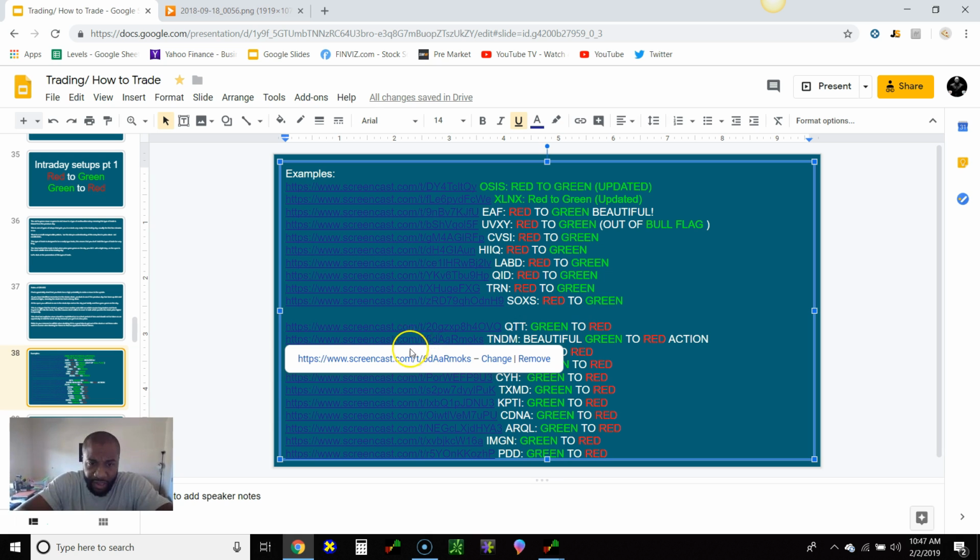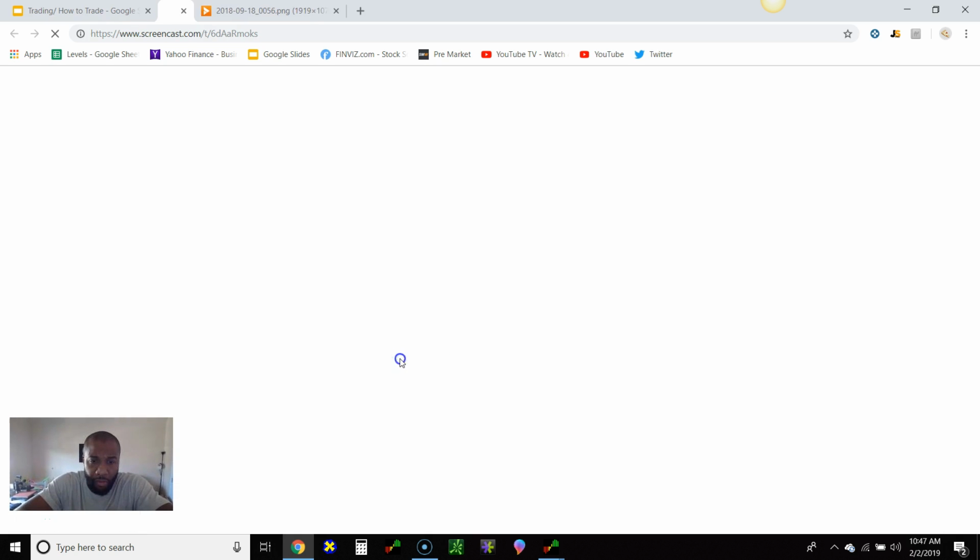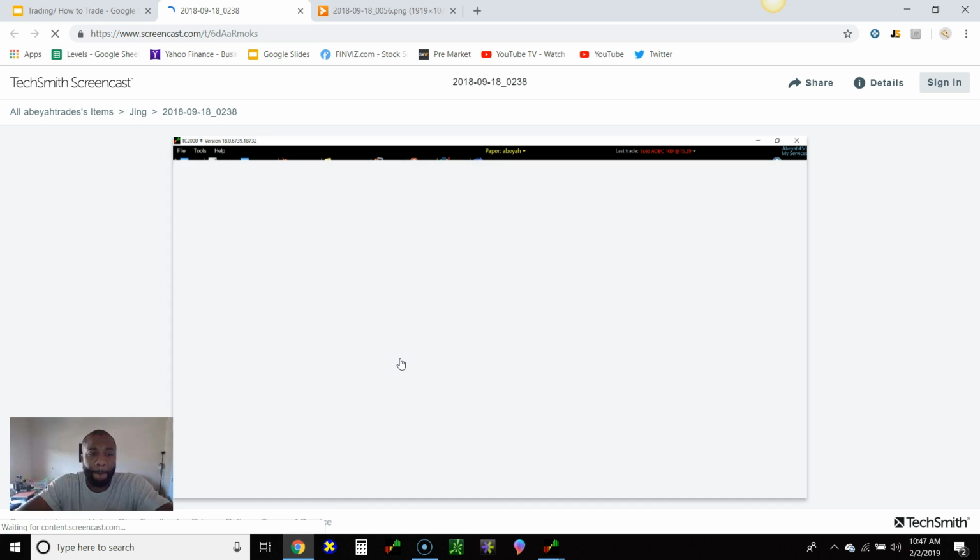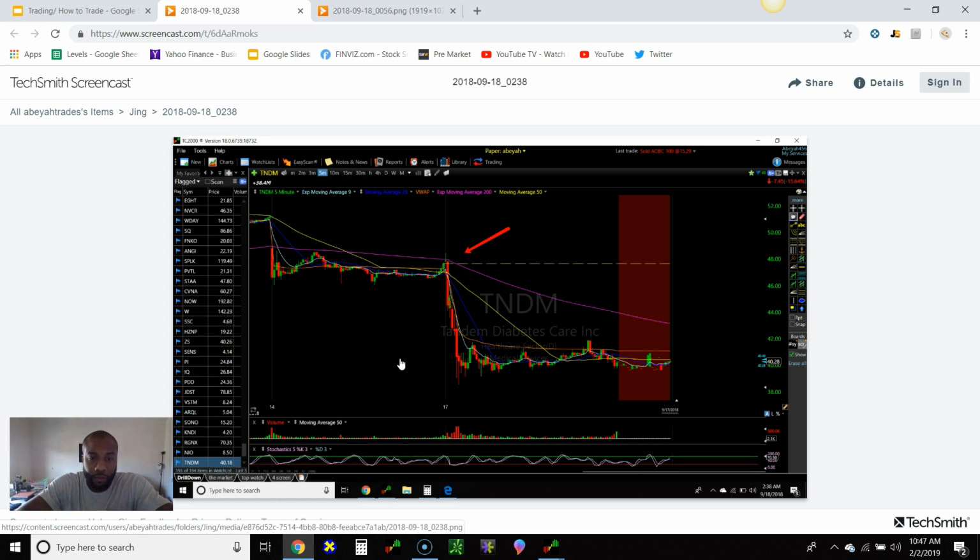Stay on track here, guys. TNDM, beautiful green to red action. Yeah, this is beautiful, right? So this is what I wanted to show you guys as perfect green to reds, right? Even on the opposite way, all right, let's focus on this too. So a stock has been coming down, right? This one just gapped down the previous day, right? So it's short heavy. Longs are not interested in this. Nobody's interested in buying this.